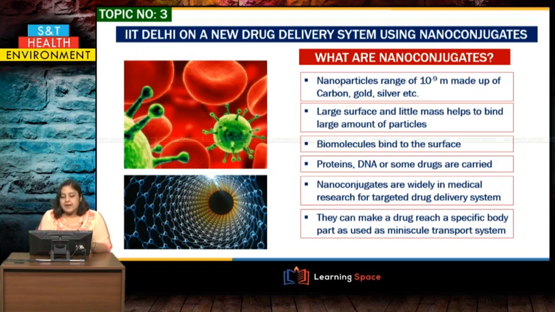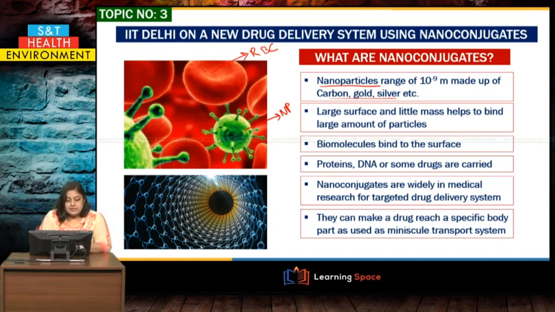So what are nanoparticles? Nanoparticles are very small, minuscule particles. You can see this is a picture of an RBC and this is a nanoparticle. It is a very minuscule particle, smaller than many of our cells, and it can be made up of carbon, gold and silver. So what is the basic use of these nanoparticles?